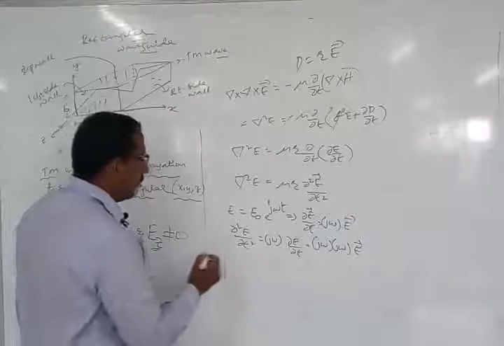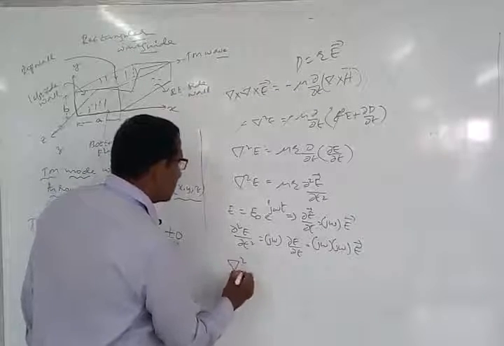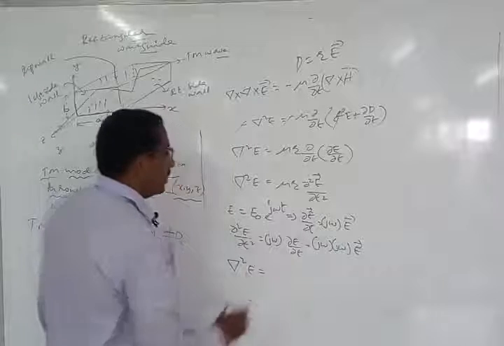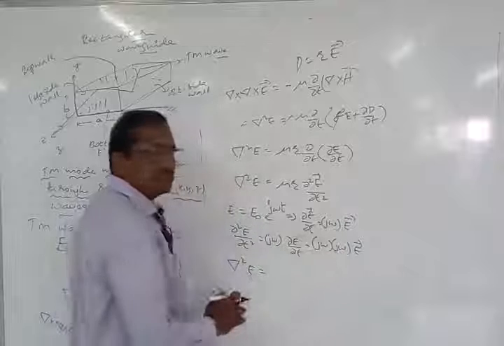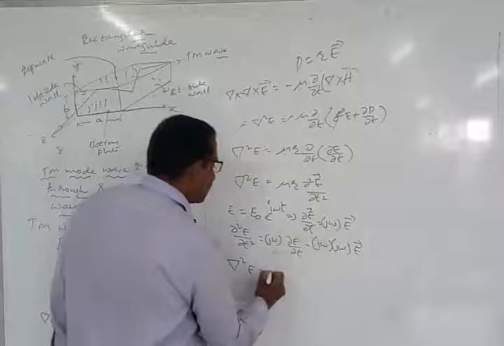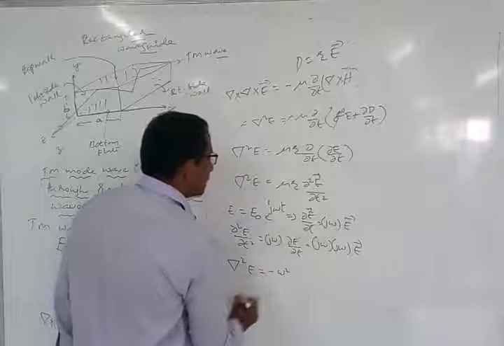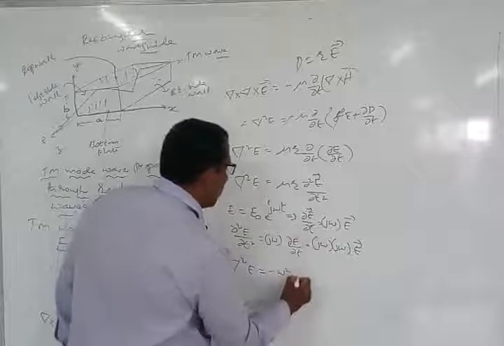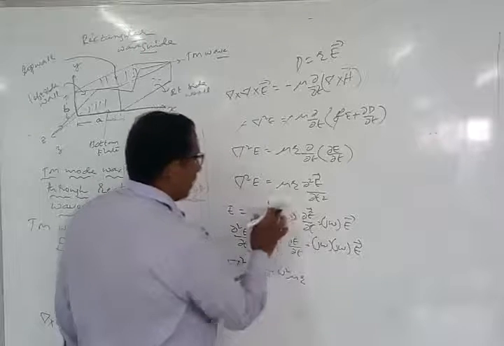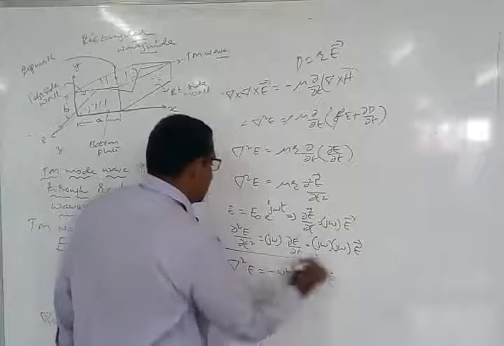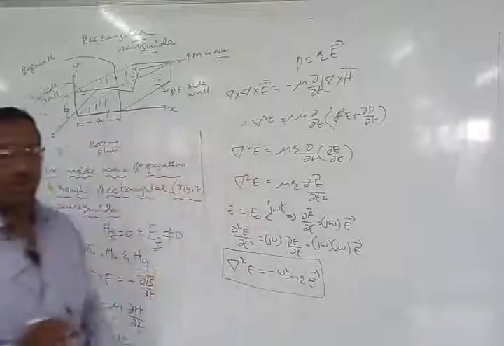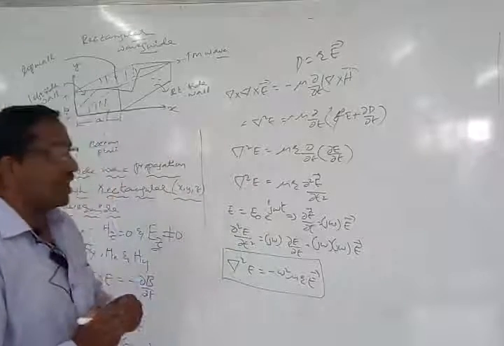Alright. So what is the equation? I can simply write this as del square E is equal to j into j, which is j square, that is minus 1, so I can write this as minus omega square mu epsilon into E. So this is the wave equation that I have got. Now this wave equation is the generalized wave equation.